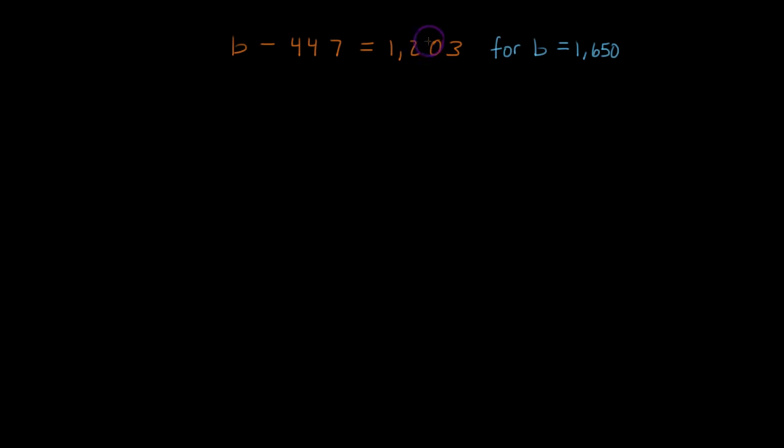The next part of the problem says for b is equal to 1650. So somebody's giving us a value over here. They're saying, try to take this value, 1650 for b, and plug it into b. That's all they're really saying. And I'm going to do an arrow from 1650 back to b, because that's where you're going to substitute it in. So let's go ahead and do that.